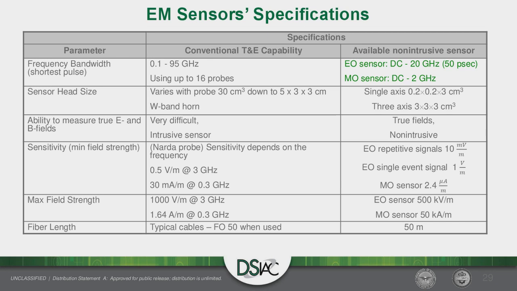The size for the conventional one can be larger than a 30 centimeter cube to smaller than 5 by 3 by 3 centimeter cube. In our case, it's about 3 by 3 by 3 centimeter cube. It measures true field, whereas the conventional one cannot measure the true field. And the minimum field is about 0.1 volt per meter, to a maximum of 500 kilovolt per meter.